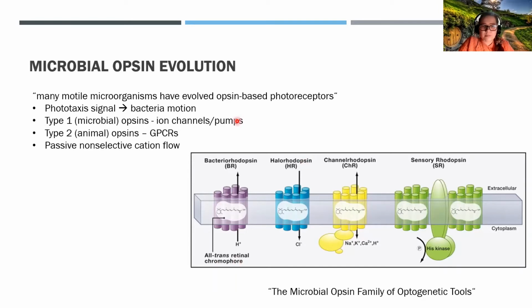Bacteriorhodopsin is pumping proton ions, halorhodopsin is pumping chloride ions inside cells, so hyperpolarizing the cell. Whereas channelrhodopsins are non-selective cation channels, and as you see, this heterotrimeric G protein is a GPCR. Sensory rhodopsin was found in algae, but as I read papers, not much is mentioned about them, so I think that they aren't used much in optogenetics.